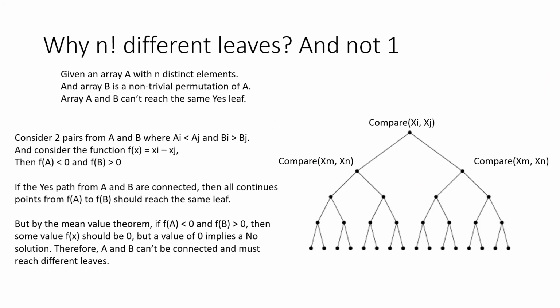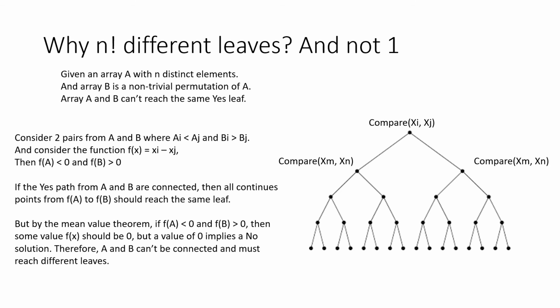Before going into the math, let's consider why we need n factorial different leaves, not just one yes leaf. Given an array A with n distinct elements, meaning we'll reach a yes leaf, and array B is a non-trivial permutation of A, meaning B contains all the elements in A, they're just rearranged in a different way, array A and B cannot reach the same yes leaf. That's what we want to prove.